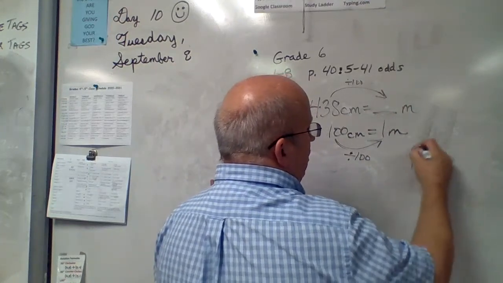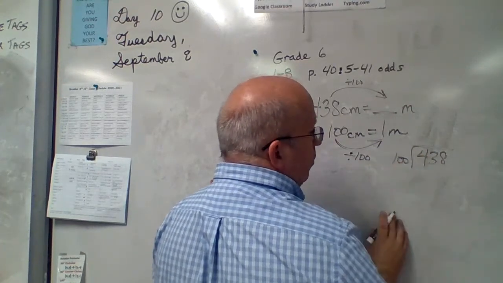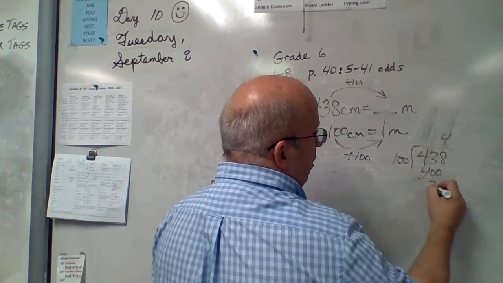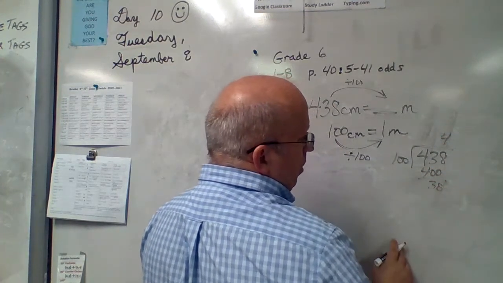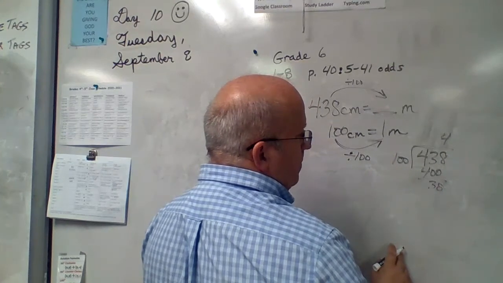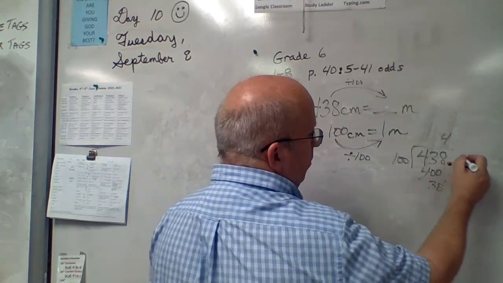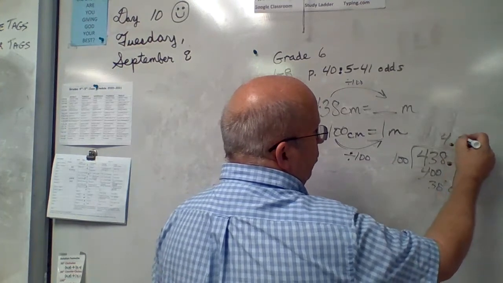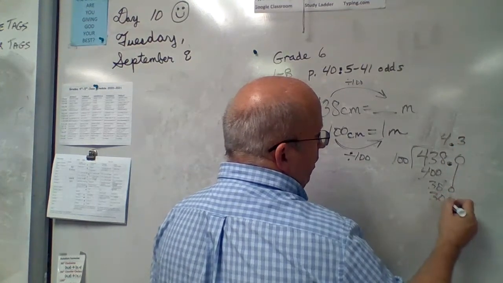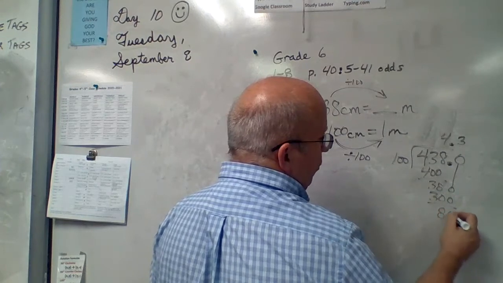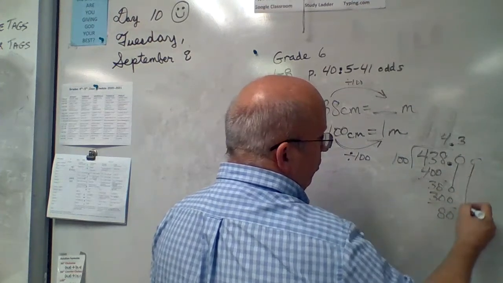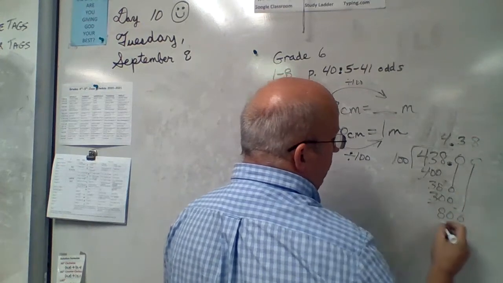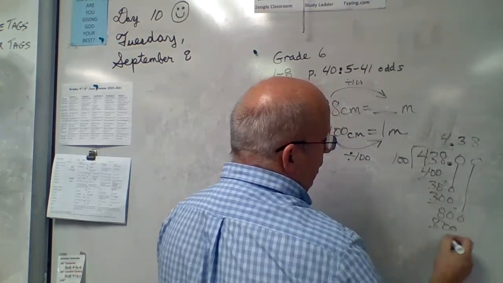438 divided by 100. What does that equal? Well, there's a 4 in that. Uh-oh. What are we going to do now? Well, let's put a decimal point here. Put a 0, bring it down. This goes into that 3 times, right? Got 80 left over. Let's bring down another 0. 100 goes into 800 8 times, and we're done.